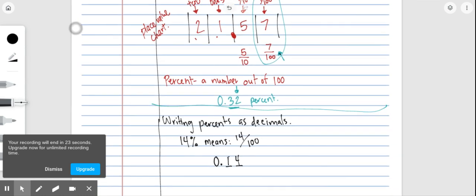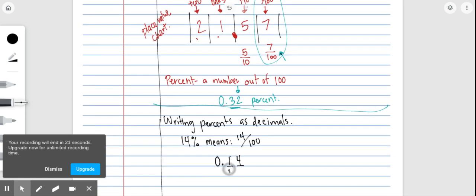Okay, now you can start the 14 in the 10ths place because all together, this is 14 out of 100. Okay, 1 group of 1/10ths and 4 groups of 1/100ths is the same as 14 groups of 100ths.